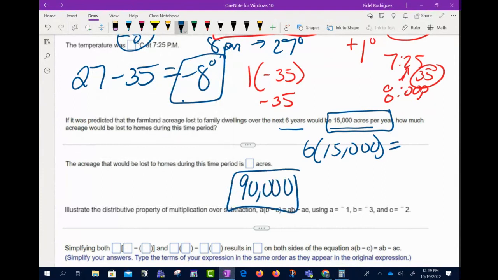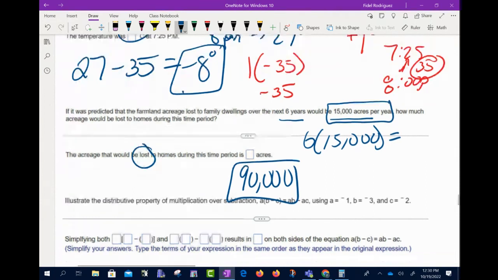Okay. Now, y'all, since it's acreage lost, I know I'm thinking about a negative number, right? Because I'm losing the acreage, but I'm not actually going to write a negative number here simply because when they use the word lost, that's emphasizing that it's really a negative, right? Because it's lost, okay?